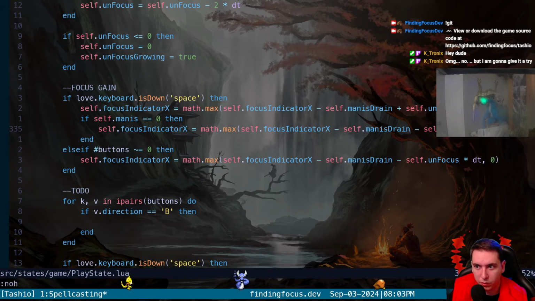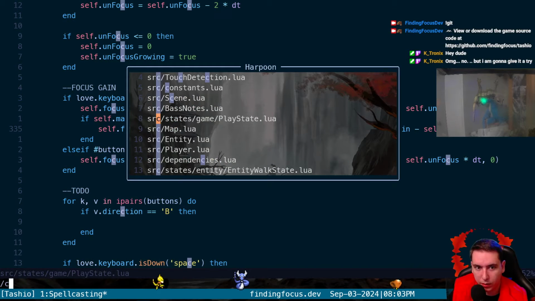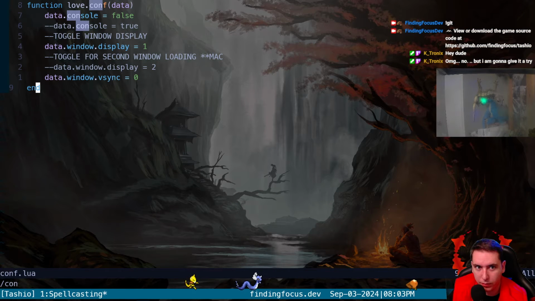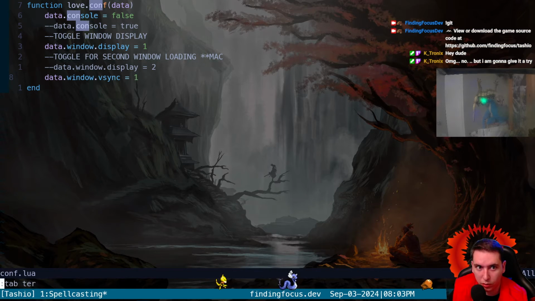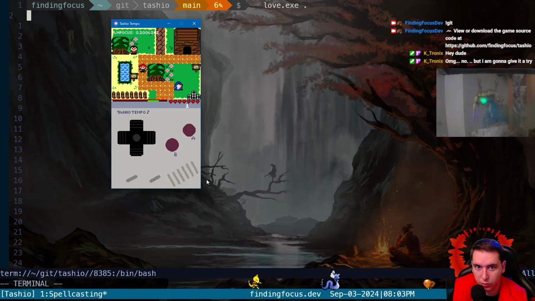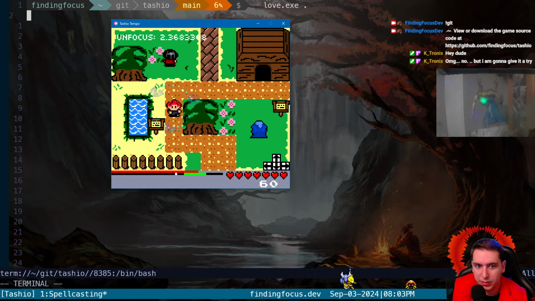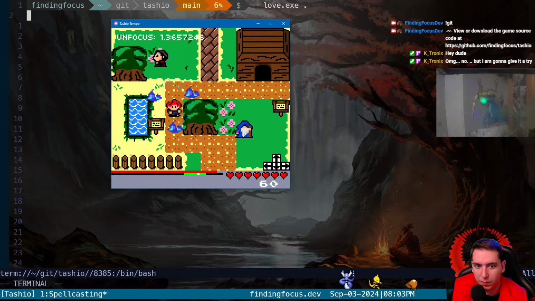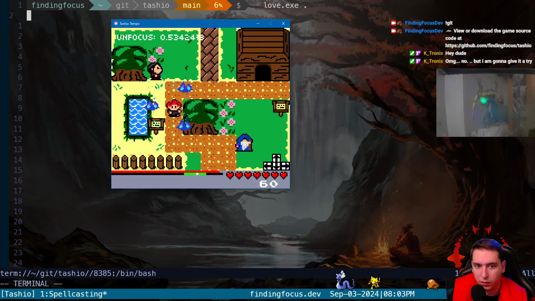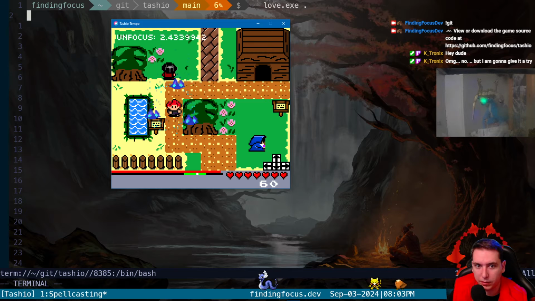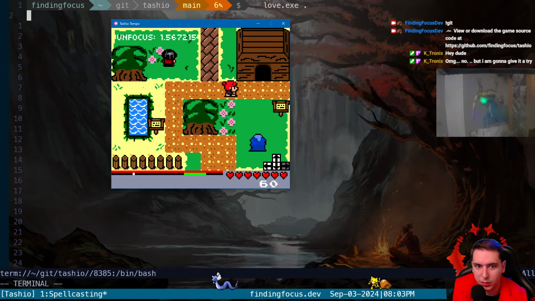So let's go to our conf and turn on VSync so that we get a much lower frame rate, and we'll test and make sure the knockback is looking okay. See, look, now that looks more constant. Oh man, our focus indicator's looking so much better now that it's slower like this. But that means we weren't scaling it properly.